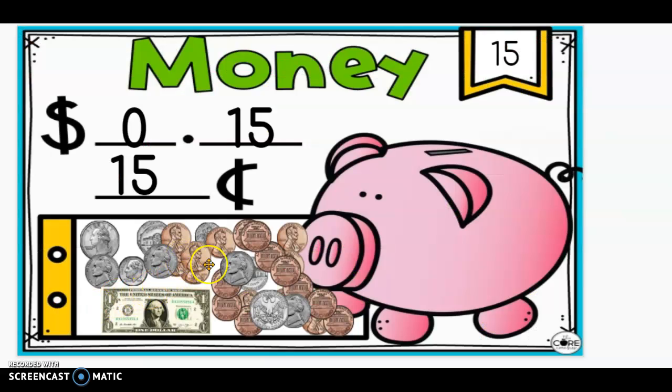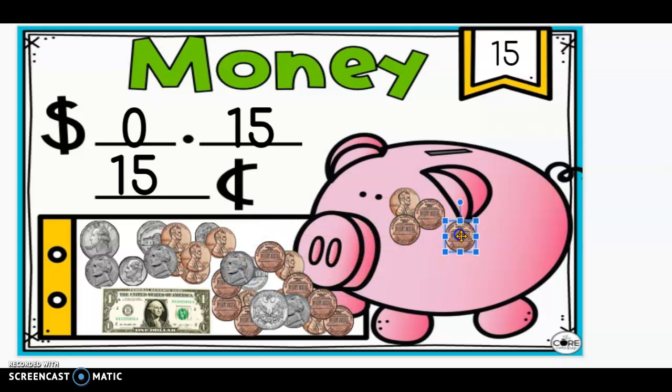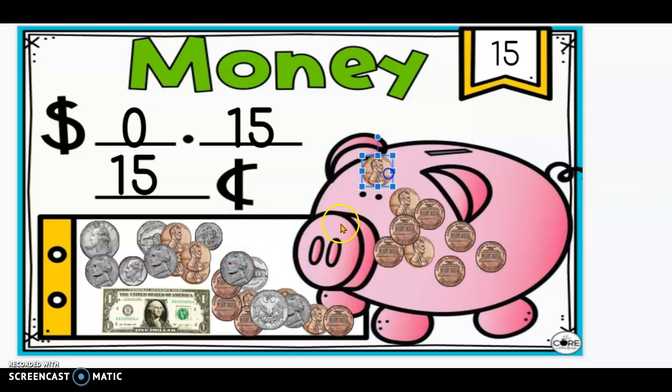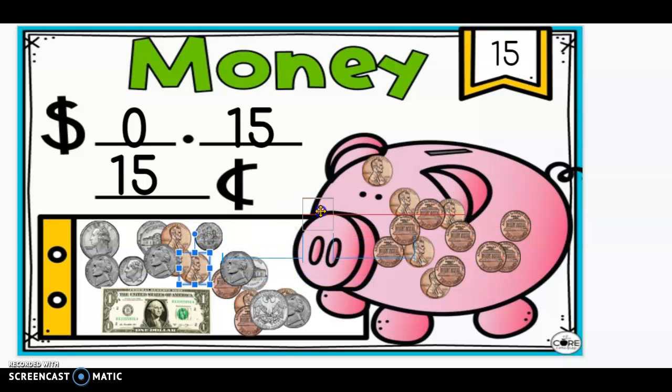Today is the 15th, so we get to have 15 cents in our piggy bank today. We could start with just pennies. 1, 2, 3, 4, 5, 6, 7, 8, 9, 10, 11, 12, 13, 14, 15, because we know penny, penny, easily spent, copper, brown, worth 1 cent.